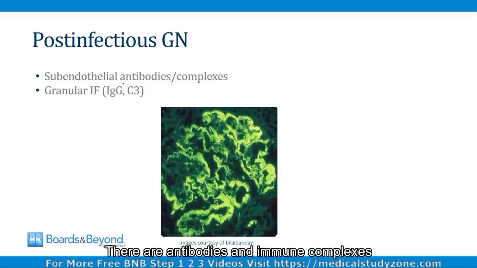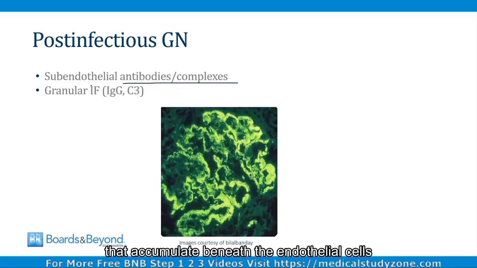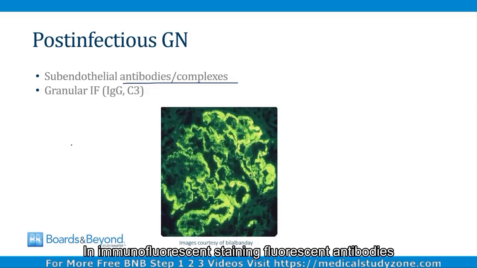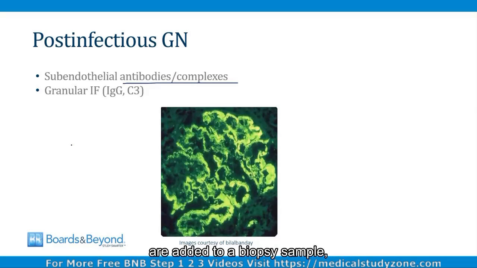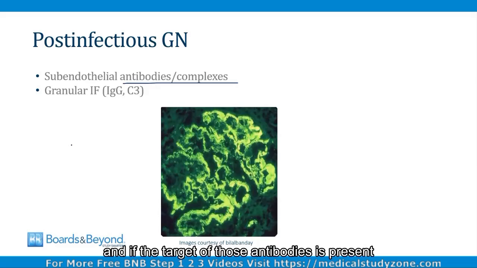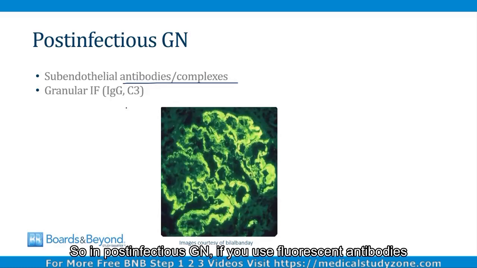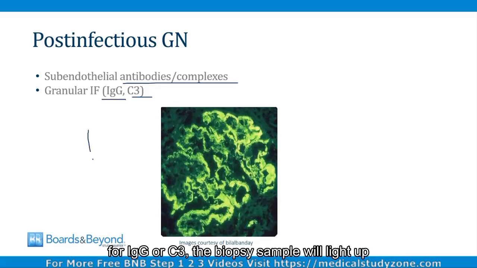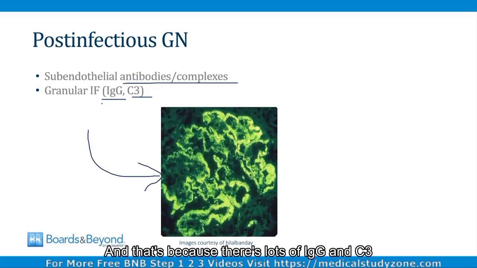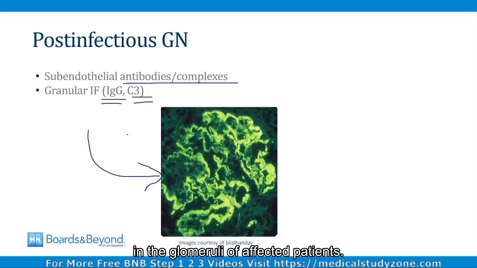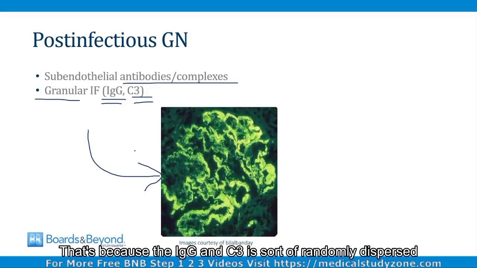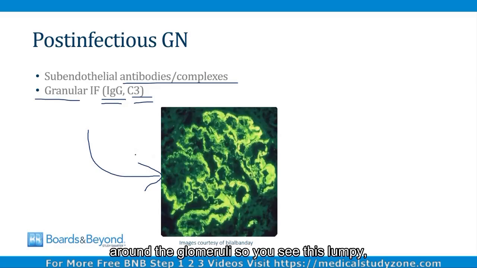There are antibodies and immune complexes that accumulate beneath the endothelial cells in the glomerular capillaries. And if you use immunofluorescent staining, you can identify their presence. In immunofluorescent staining, fluorescent antibodies are added to a biopsy sample, and if the target of those antibodies is present, then the biopsy sample will light up. So in post-infectious GN, if you use fluorescent antibodies for IgG or C3, the biopsy sample will light up like what you see on the screen here. And that's because there's lots of IgG and C3 in the glomeruli of affected patients. The pattern of immunofluorescence you see is referred to as granular. That's because the IgG and C3 is sort of randomly dispersed around the glomeruli, so you see this lumpy, bumpy light up pattern like what I've shown in the slide here.